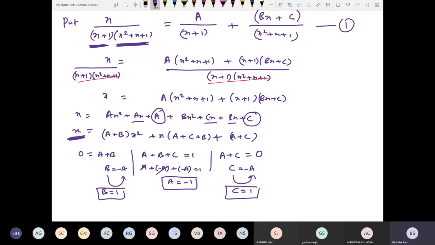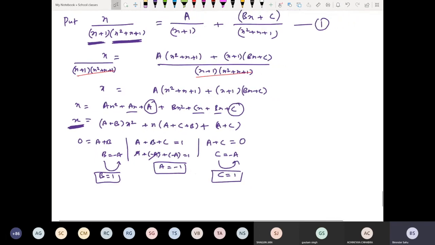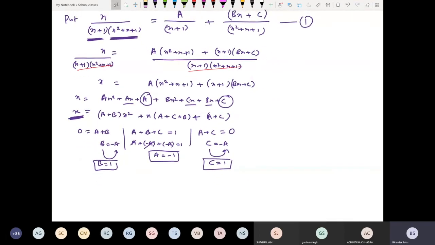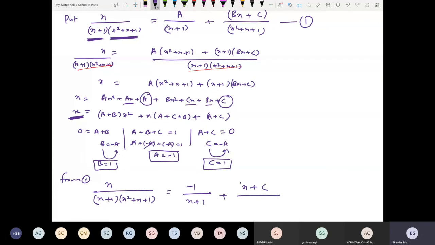Okay, is there any doubt to anyone? Up to here, no doubts? See what we can do. From first, we get x over x plus 1, x square plus x plus 1 is equals. Instead of a, we will be putting the value of a, which is nothing but minus 1. Okay, value of a is minus 1. B and c, b is 1, c is also 1. That means the original integrand is reduced to this.